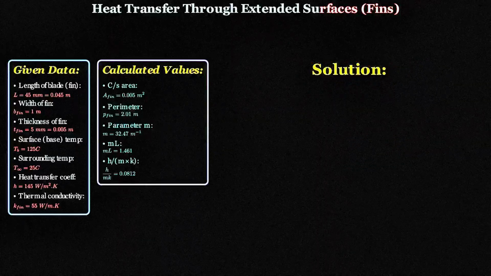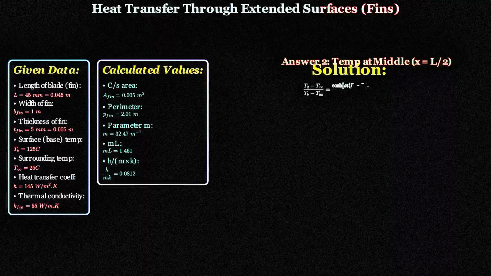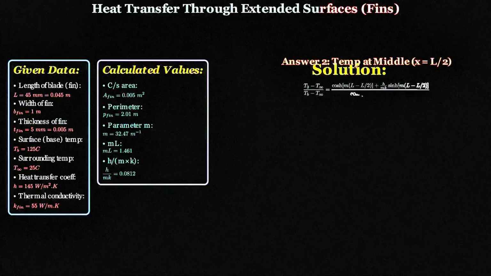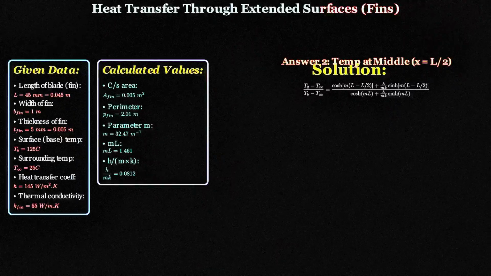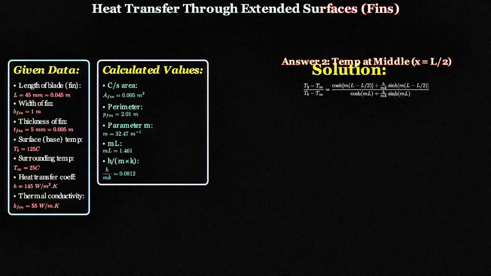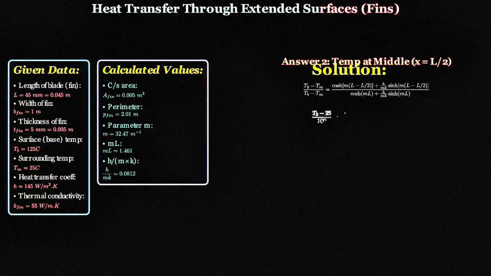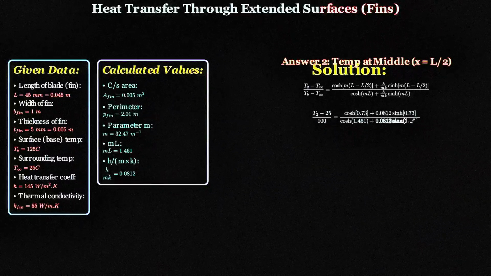Now for answer 2, the temperature at the middle of the fin, where x equals L over 2. We use the same temperature distribution equation. Now, T subscript 2 minus T subscript infinity divided by T subscript B minus T subscript infinity equals cosh of m times open parentheses L minus L over 2 close parentheses, plus h over m times k times sinh of m times L over 2, all divided by cosh of m times L plus h over m times k times sinh of m times L.